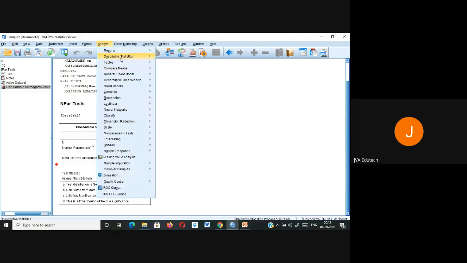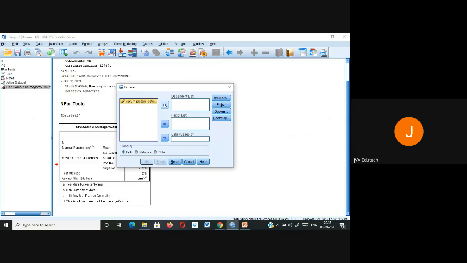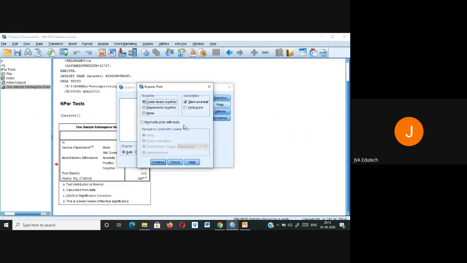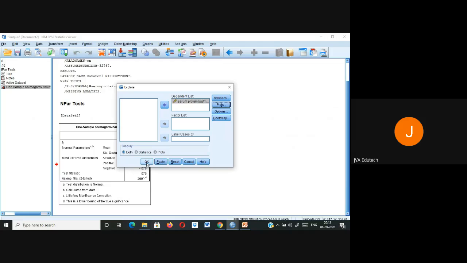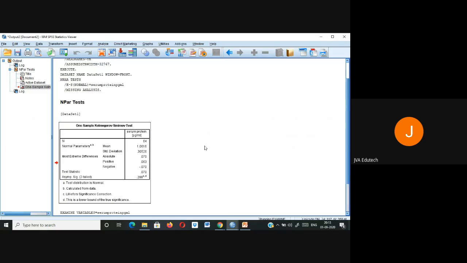So you have to go for descriptive statistics, explore, take this into the dependent list, go to plots, and select normality plot with test. Done. Continue.